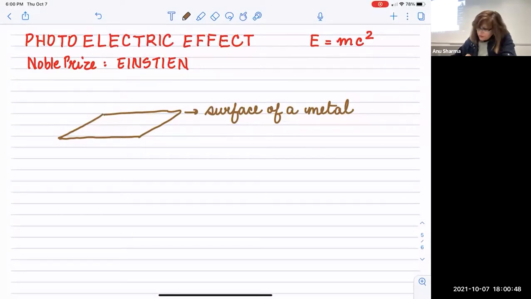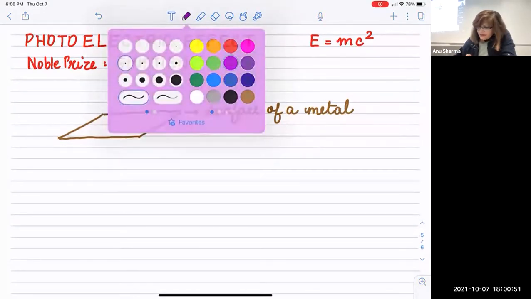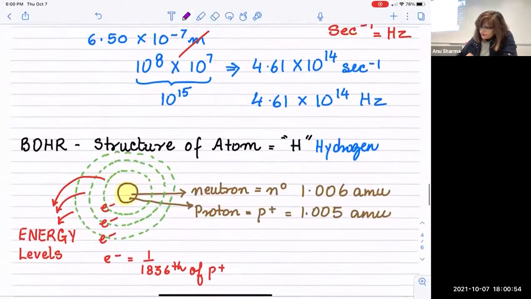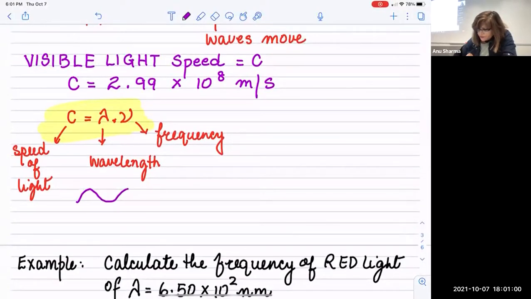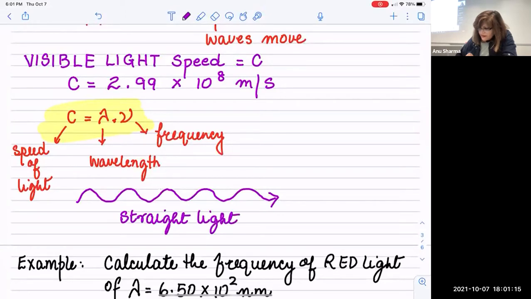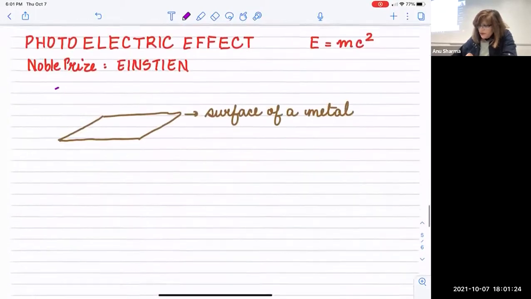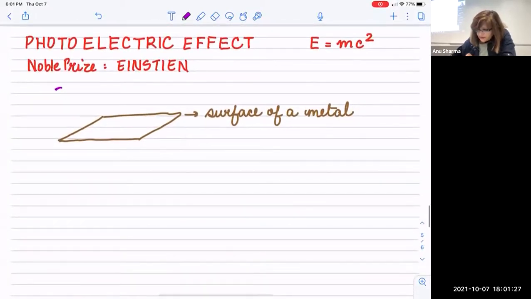Okay, now what he did was, on the surface of the metal, remember that visible light moves in a straight line, but it moves in waves. It's a straight line, yes, but it's a wave-like movement. So this is the straight line, but packets of energy, wave-like. Now here we see the light falls on the surface of the metal.